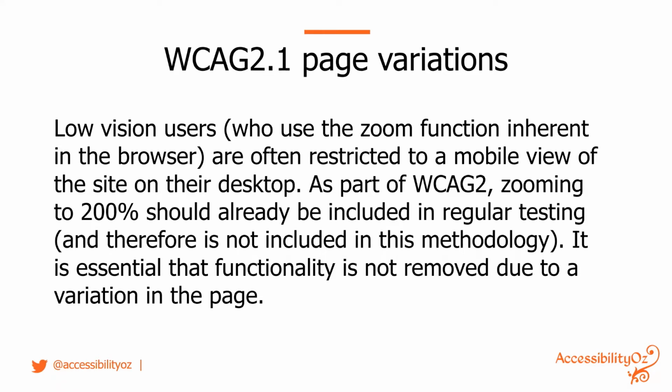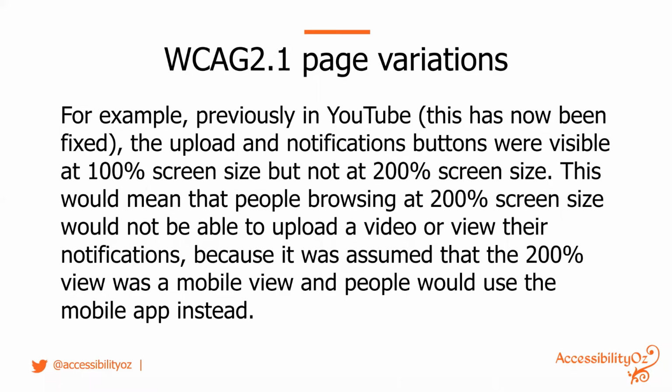And so that's one of the reasons why you need to test all variations of a page, but also importantly that all functionality is available on all page variations. So this is an example here with YouTube where firstly upload and notification buttons were visible at 100% screen size, but not at 200% screen size, because the theory is if you're on mobile, you wouldn't upload through the website, you'd use the YouTube app.